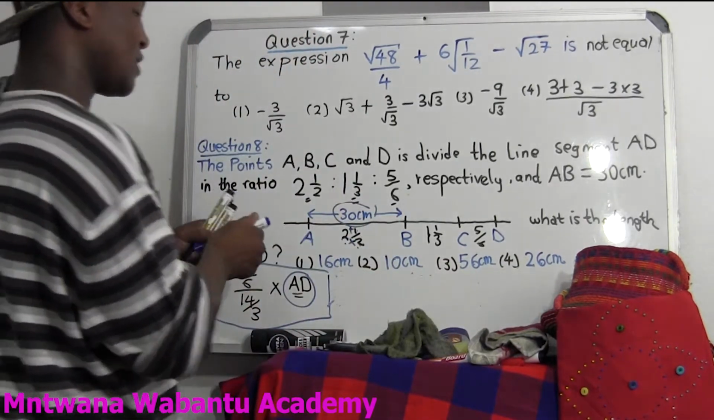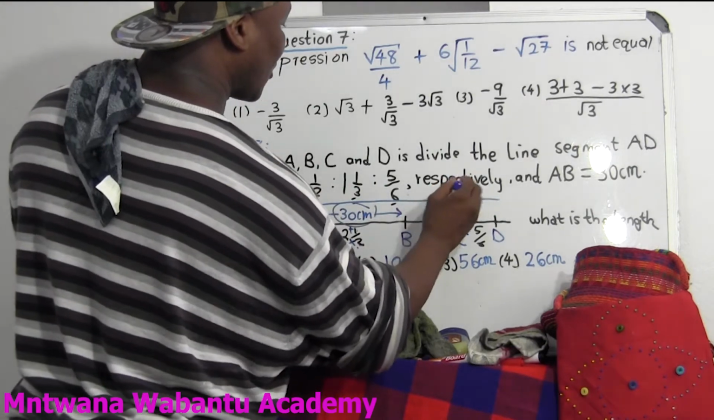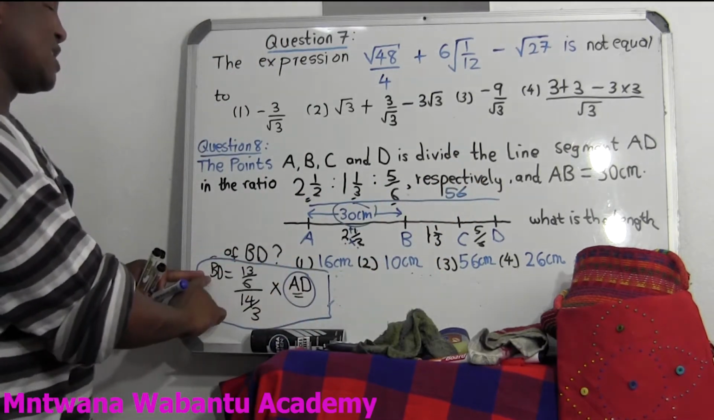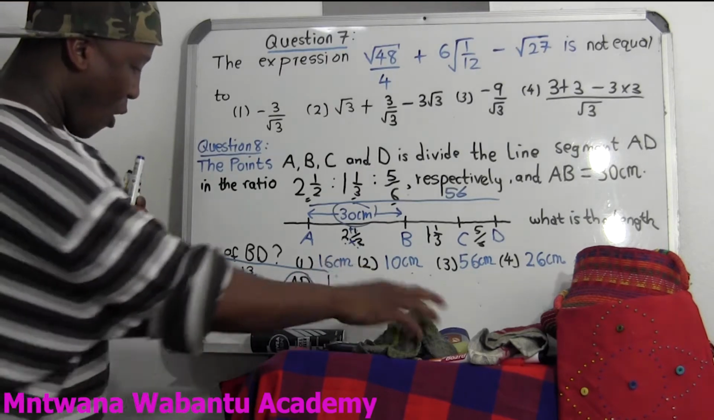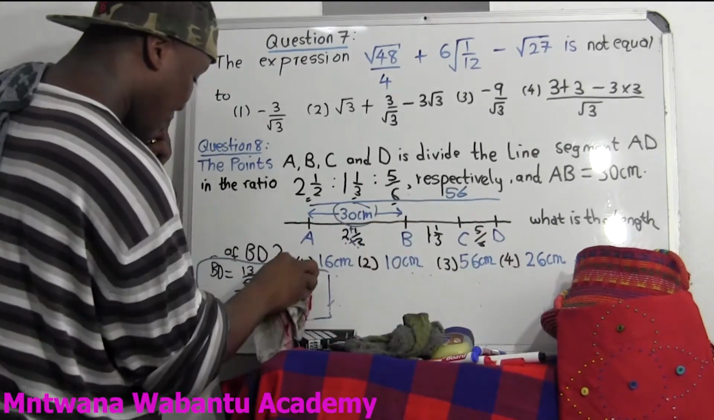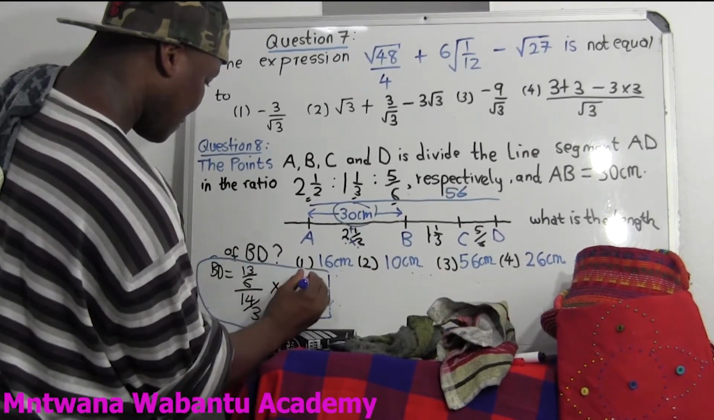Oh, so AD equals 56 means all this length equals 56, from here all the way to the end equals 56. So if you get 56, you're going to plug it in here to get the value of BD, what we're looking for. So now let's plug in 56, because now we know the value of BD equals 56.